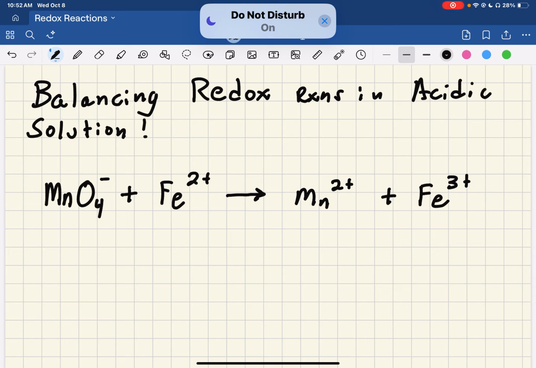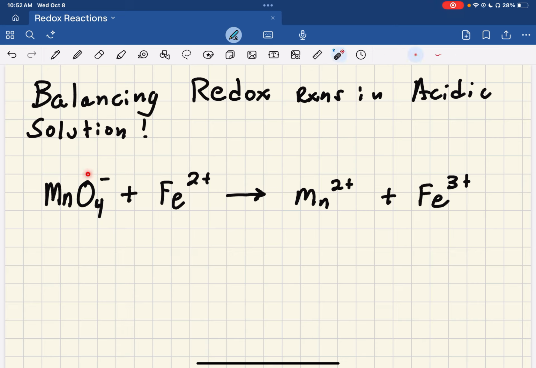Let's talk about balancing redox reactions in acidic solution. And oh boy, this is where it gets just a little bit more difficult, right? Now, if you still follow the same steps, it should be relatively the same thing, but there's some extra steps that we need to take. Most importantly, if you notice, there's an oxygen over here, but there's none over here. So how do we rectify that? Well, there's a way for us to do that.